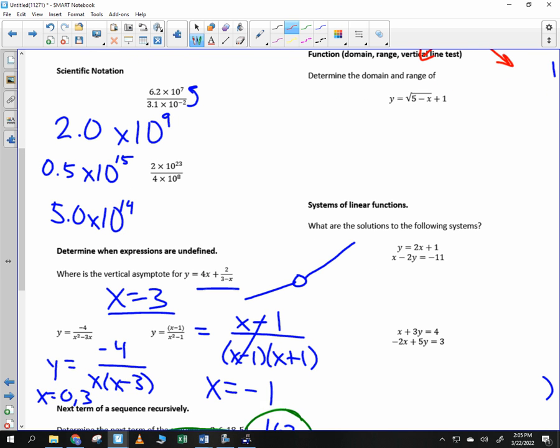Okay. Domain and range. Do you even know what the shape looks like? Yeah, good. Close. It doesn't have a bend, it just starts and curves. Boom. Got it? Okay, let's look at this.